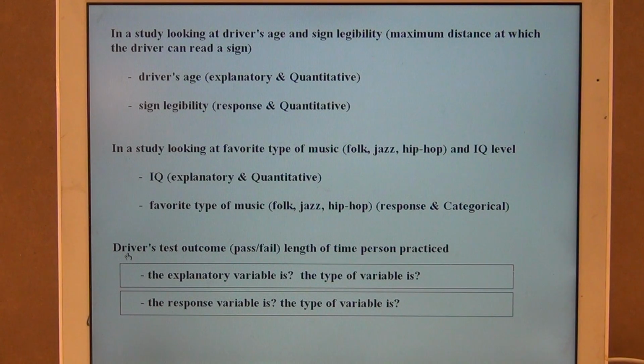Okay, let's look at the last one here. Driver's test outcome. This is the driving test. The person either passes or fails, and there's the length of time the person practiced. So what would be the explanatory variable, and what type would that be, and what would be the response variable, and what type would that be?